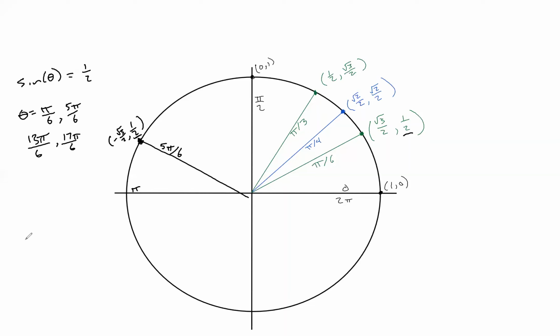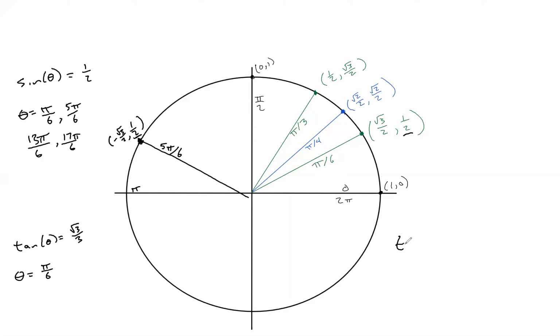One more quick example. If I say tangent of theta is root 3 over 3. Now, if you like, you could pause here and try to figure this out on your own. Figure out some angle where this works. So one of the solutions is pi over 6. And you can double check that.